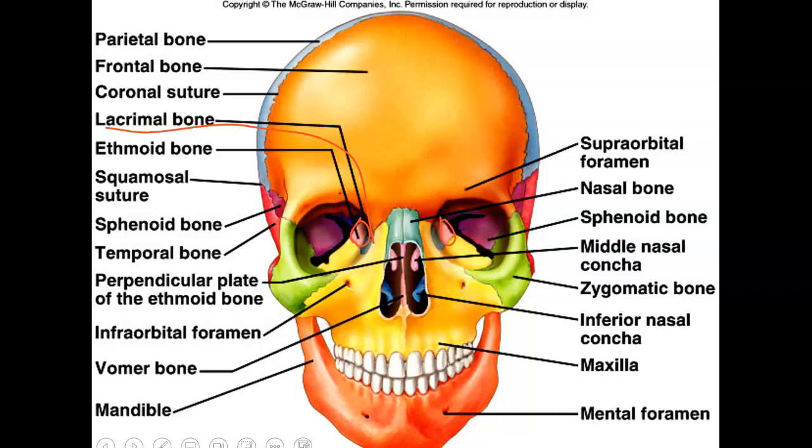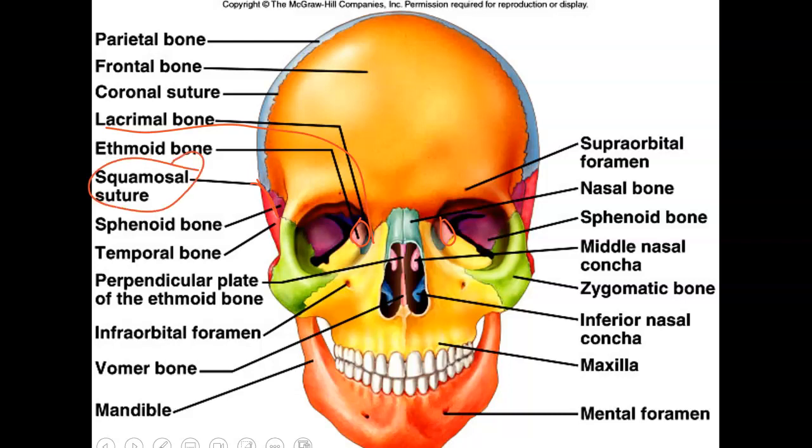Then you have your squamous suture. Depending on what book you use, this one calls it a squamosal suture. We call it a squamous suture here. That basically goes around the ear. It's going to separate the parietal bone from the temporal bone on the side. So call it your squamous suture for this one here.